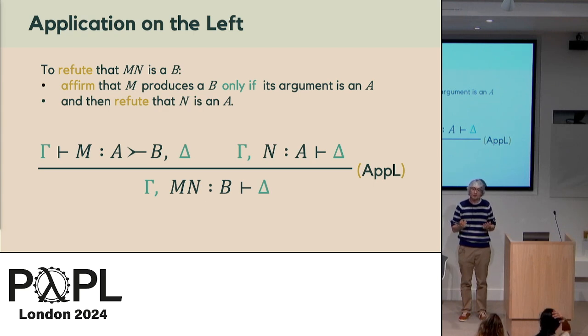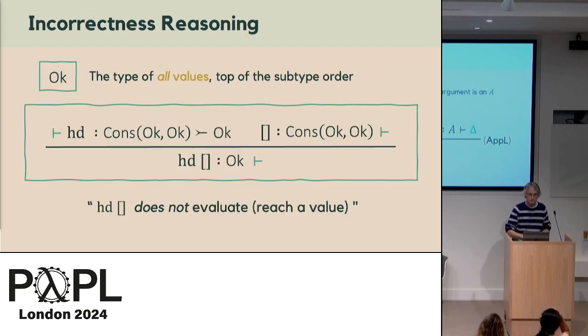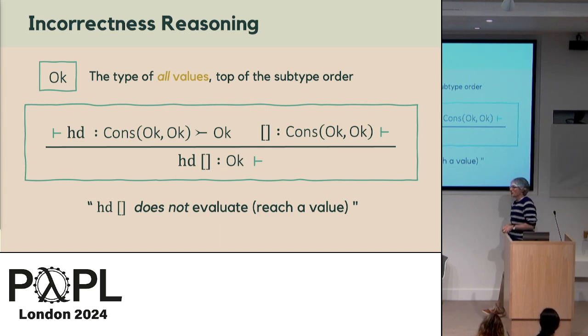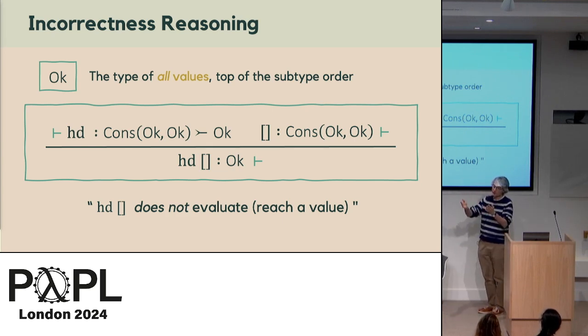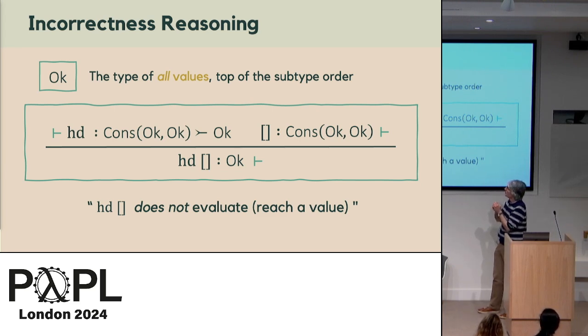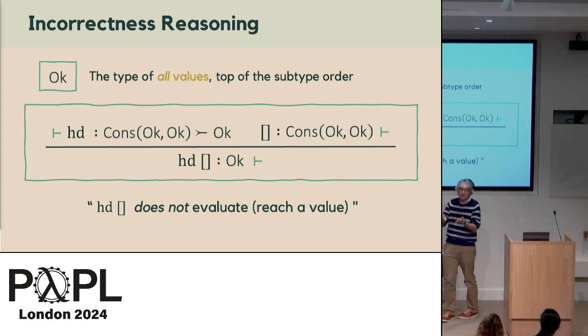Okay, so this is a kind of flavor of the type system rules that you get. But now let's return to my original application, which was somehow reasoning about incorrectness and giving guarantees about incorrectness in a type system. So for this, we introduce just a top type, the top of the subtype order, type of all values, because this allows us to state, if M has type OK, this is what we call it, then of course it means that M evaluates full stop. It reaches a value, because OK is the type of all values. So, if we conclude that some term has type OK on the left, then we're refuting that the term reaches a value, that it evaluates at all.